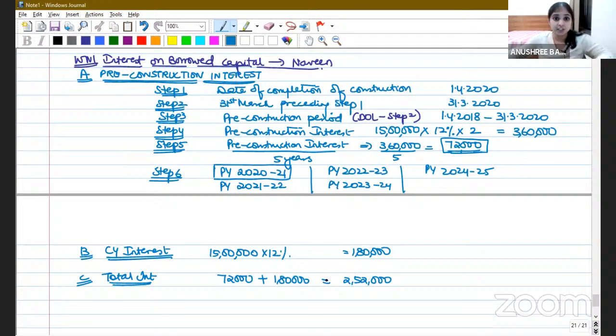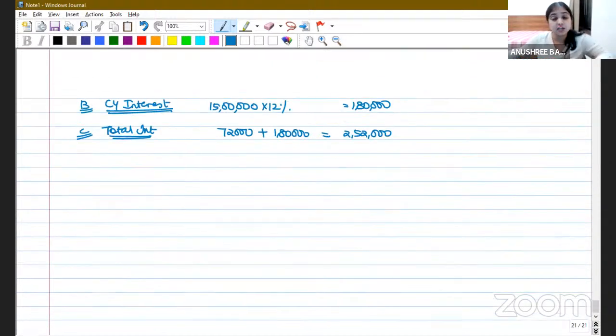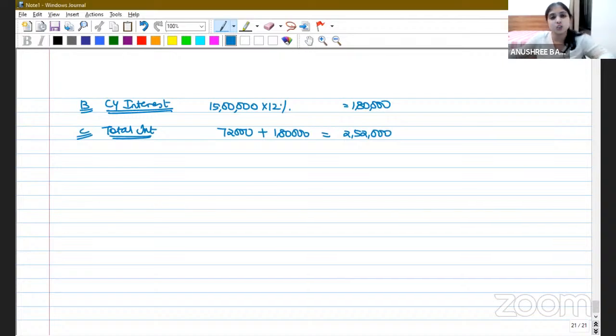If the loan is borrowed for purchase or construction of a property, and if the construction is completed within 5 years from the end of the previous year in which the loan is borrowed, and if the loan is borrowed on or after 1st April 1999, then the maximum deduction you can get for self-occupied property interest will be 2 lakh only. In this question, all the conditions are fulfilled. Hence, you will get the deduction of 2 lakhs only.